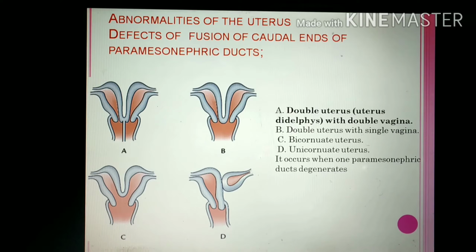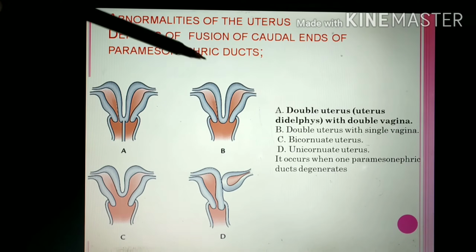Now we come to congenital anomalies of the uterus. In the first condition, we can see here there are two uterus with two cervix and two vagina. This condition is called double uterus condition, or uterus didelphus. The first condition is due to lack of fusion of the paramesonephric ducts and the sinovaginal bulb. So there will be two uterus, two cervix and two vagina.